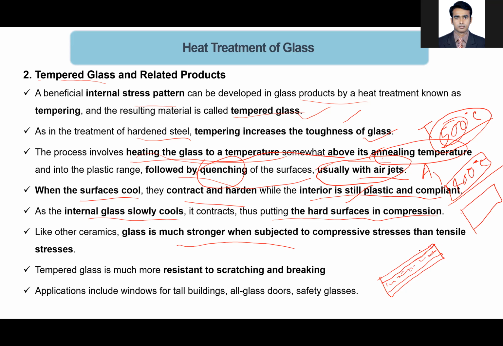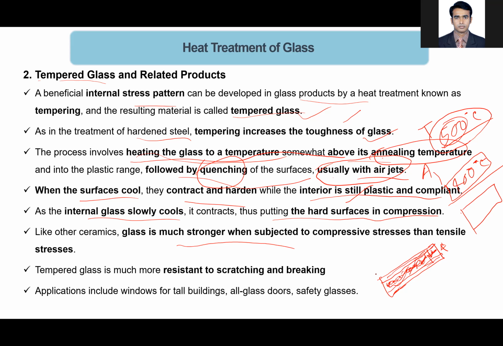In that case, the surface is formed and becomes solid, and then when the inner material cools down, it shrinks. When it shrinks, it produces a compressive stress because of the harder surface on the outside. These two surfaces go towards opposite directions, and internally the material becomes compressed, and that's why it increases the toughness of the material.